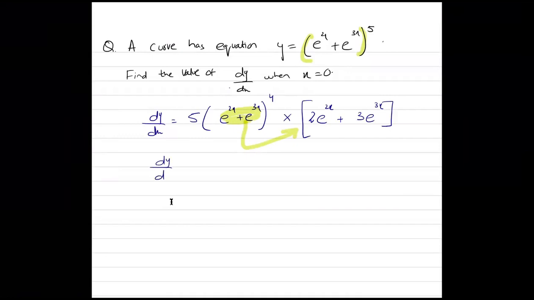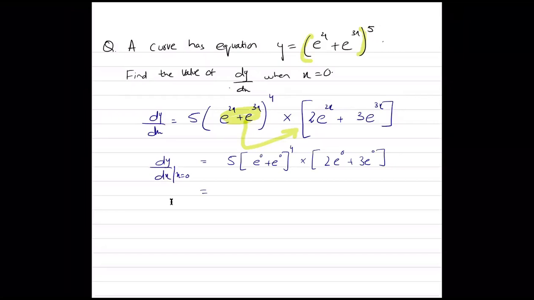We want to find the value of dy by dx when x is 0. So directly without simplifying, just plug in x as 0. e to the power of 0 plus e to the power of 0, to the power of 4, times 2 e to the power of 0 plus 3 e to the power of 0. e to the power of 0 is 1. So that's going to give you 2 to the power of 4, times 2 plus 3, which is 5. If you multiply all this out, what do you get? 2 to the power of 4 times 5 times 5, which is 400.